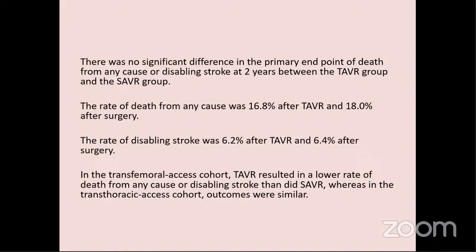As mentioned, there was no significant difference in the primary endpoint of death from any cause or disabling stroke at 2 years between the TAVR and the SAVR group. The rate of death from any cause was 16.8 after TAVR and 18 after surgery. The rate of disabling stroke was 6.2 in the TAVR group and 6.4 in the surgery group. In the transfemoral access, TAVR resulted in a lower rate of death from any cause or disabling stroke than surgery, whereas in the transthoracic access, the outcomes were similar. This is a very important sentence.